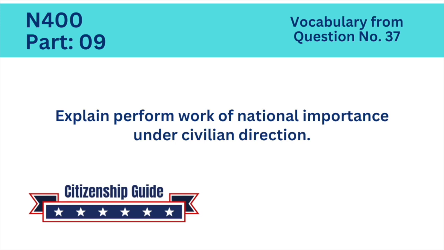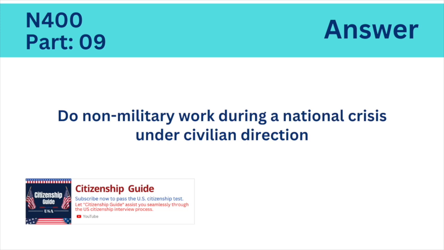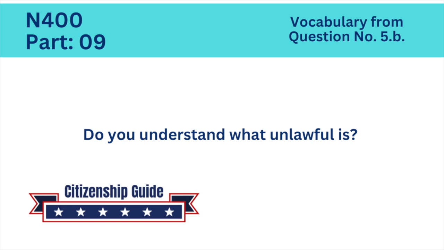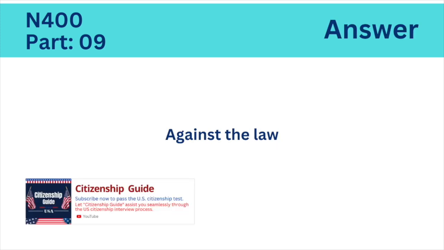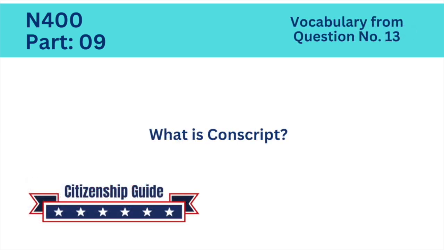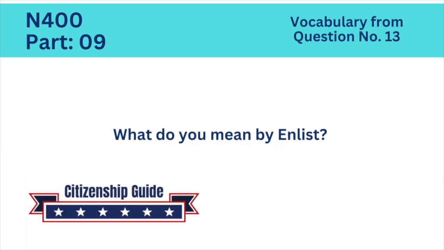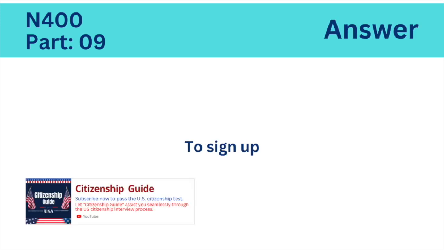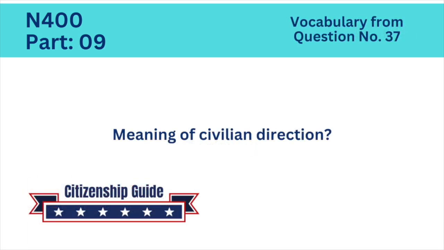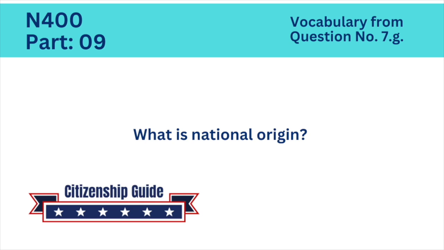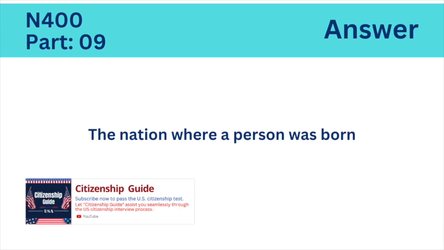Explain, perform work of national importance under civilian direction. Do non-military work during a national crisis under civilian direction. Do you understand what unlawful is? Against the law. What is conscript? To require to join. What do you mean by enlist? To sign up. Meaning of civilian direction? Direction from non-military person. What is national origin? The nation where a person was born.